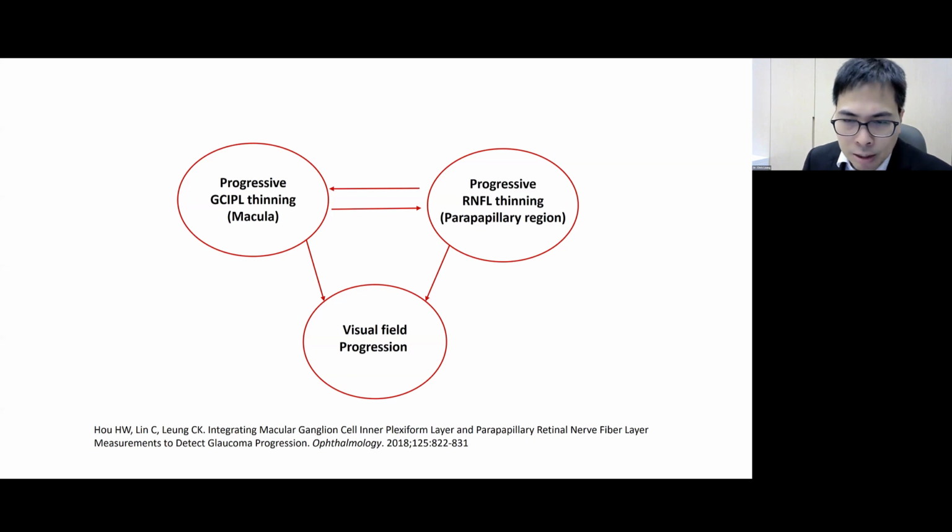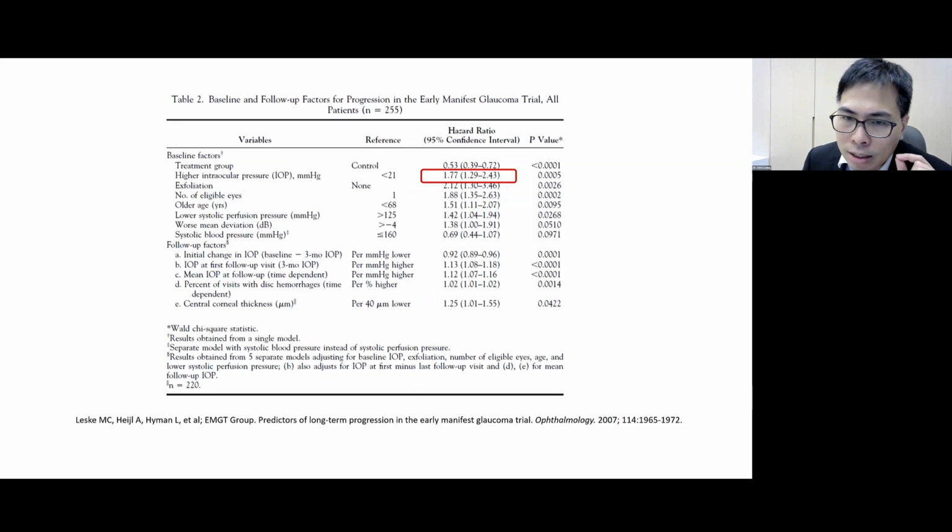So a question that some of you may ask is, shall we treat glaucoma patients? Shall we increase our IOP lowering medications when we see progressive retinal nerve fiber thinning, when we see progressive GCIPL thinning? The answer here is that we need to understand why we need to lower intraocular pressure. This is the EMGT, the Early Manifest Glaucoma Trial. In this study, this is the idea of how we get 21 millimeters of mercury. We typically would say when a patient has an intraocular pressure more than 21, he has high intraocular pressure, and then we need to provide IOP lowering medication.